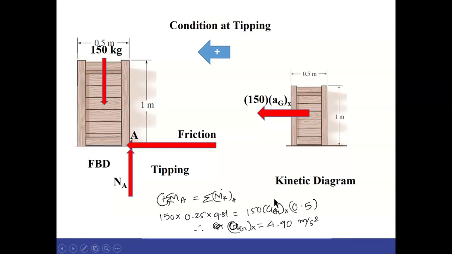So 125 multiplied by EGX is just the force, and 0.5 is the perpendicular distance between this force and this corner. If you just extend this line here, this height is half of 1 meter, that is 0.5. So from this equation, we get the acceleration of the mass center, which is 4.90 meters per second squared.